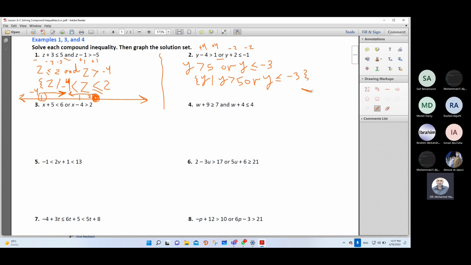Then the graph: this is 0 here, represent minus 3, and represent here 5.